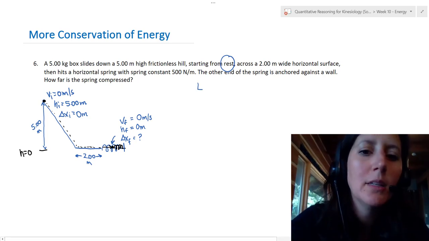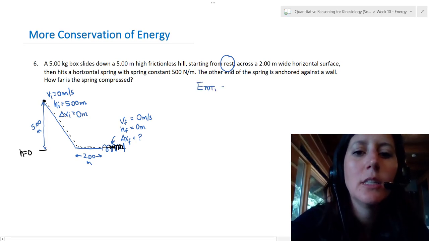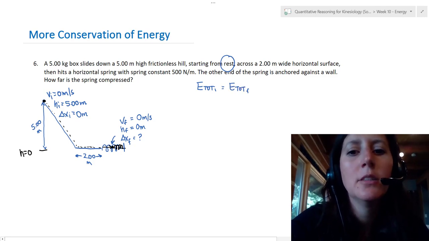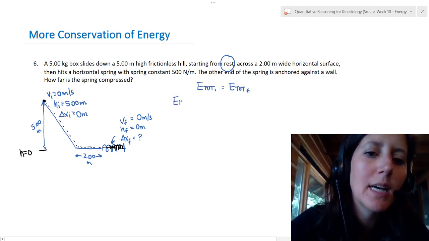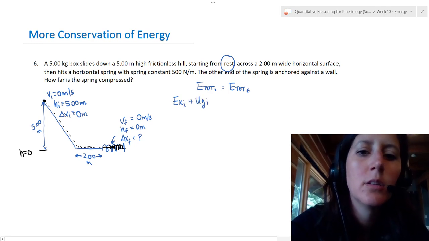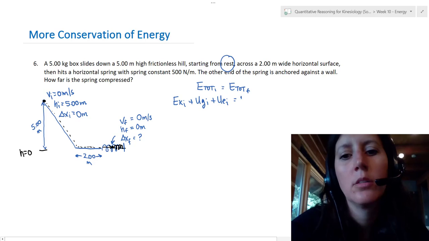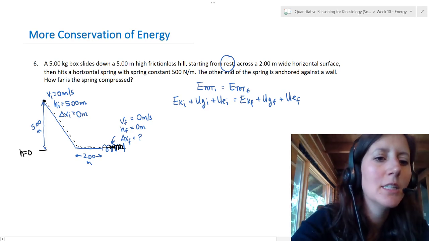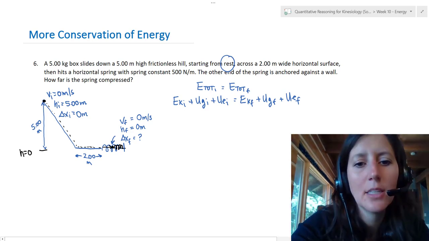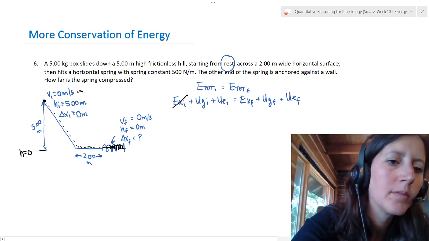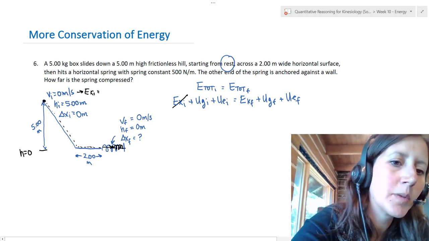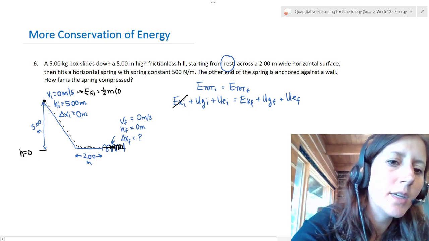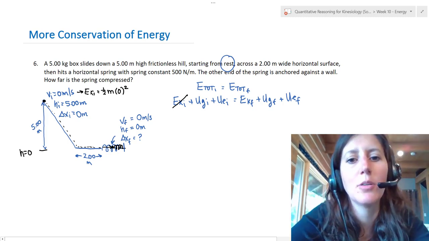I'm going to write out the formula. E total initial equals E total final. I'll put in all the types of energy that we've discussed. And now let's think about which of these values we can cancel out. Our V initial is 0. That means EK initial is 0, because it equals 1/2 mv squared, with v being 0. So that whole thing is 0.